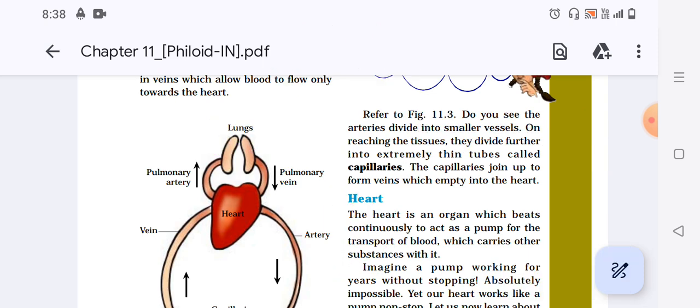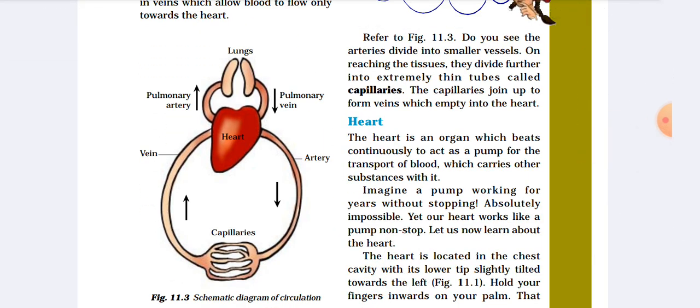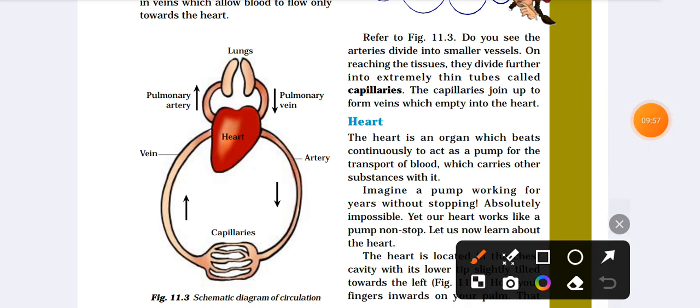We can understand it here. Another two arteries and veins are shown: the pulmonary artery and the pulmonary vein. These are totally opposite to them. Artery is vein and vein is artery. Why is it so? Because the pulmonary artery is the only artery that carries deoxygenated blood, and the pulmonary vein is the only vein which carries oxygenated blood. But why is it so? Why is this an artery and why is this a vein?